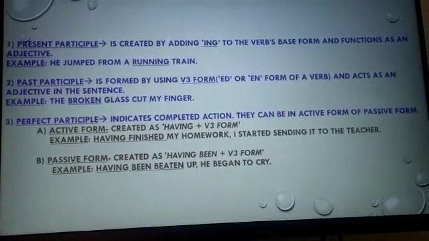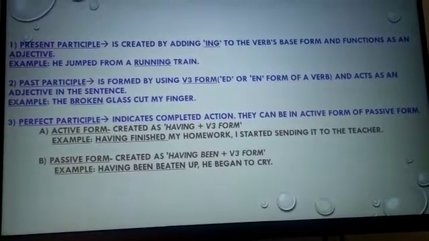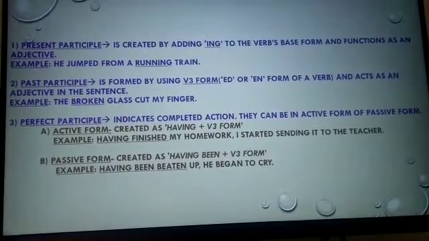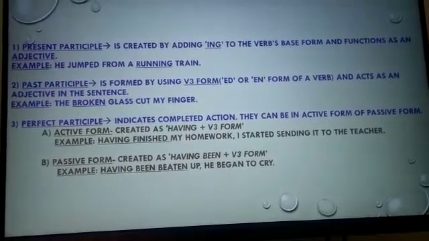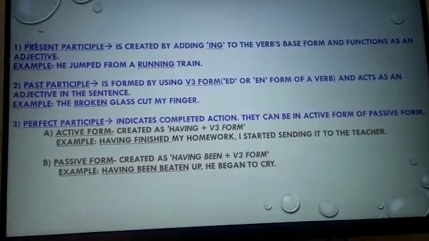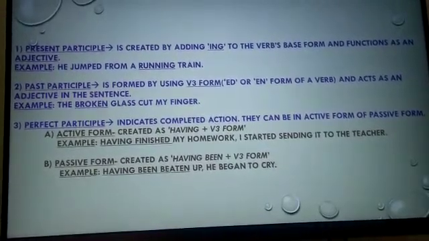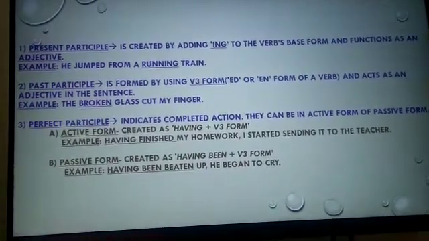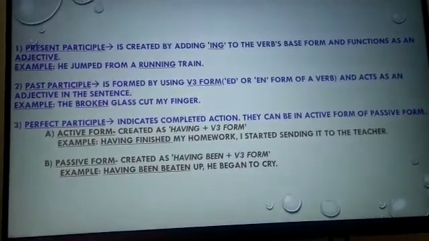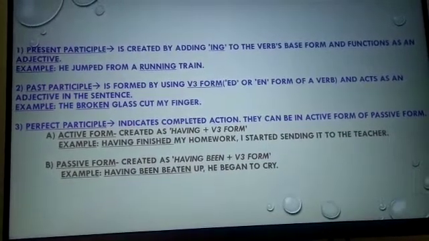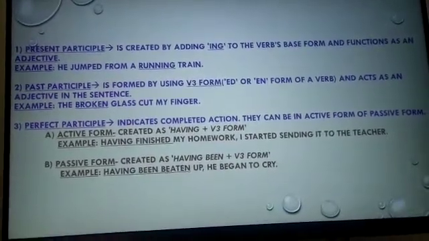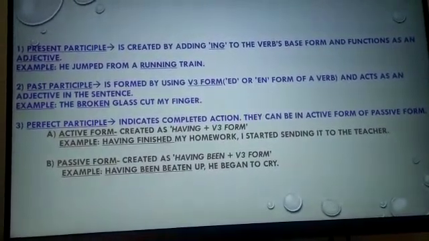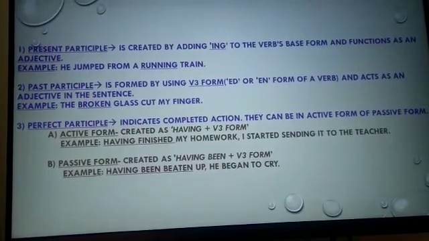In the previous topic of verbs we had studied what V3 forms are. V3 forms are the ed or en form of a verb, and a past participle acts as an adjective in the sentence. So already I said that participles act as adjectives. So here also, the past participle is formed by using the V3 form, the past tense of the verb. Let us see the example.